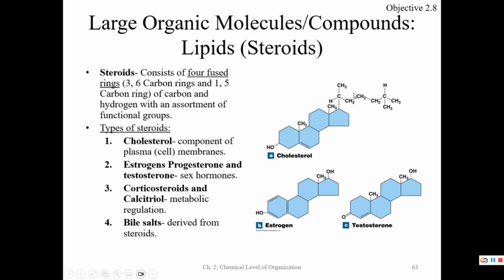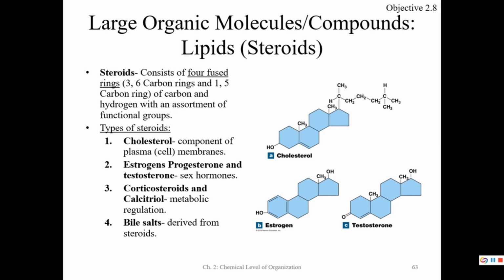Cholesterol is an important thing found in your cell membranes and found in blood, a component of plasma, cell membranes. It's found in the blood. Plasma membranes or the plasma membrane or cell membrane. Estrogen and progesterone, testosterone, the sex hormones, they make that. They make your corticosteroids and your calcitriol. They're metabolic hormones, metabolic regulators, and bile salts even are derived from steroids.